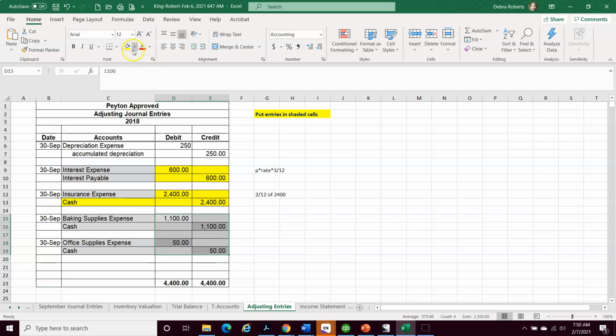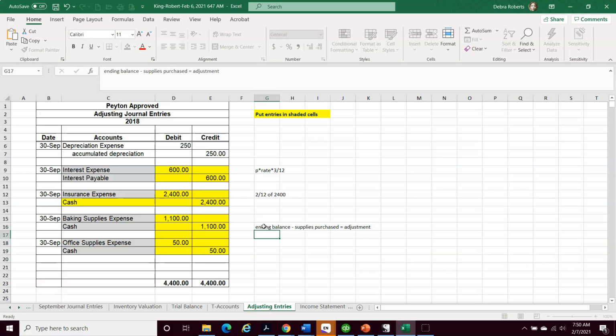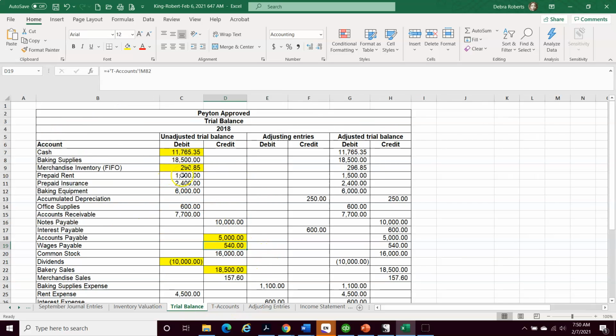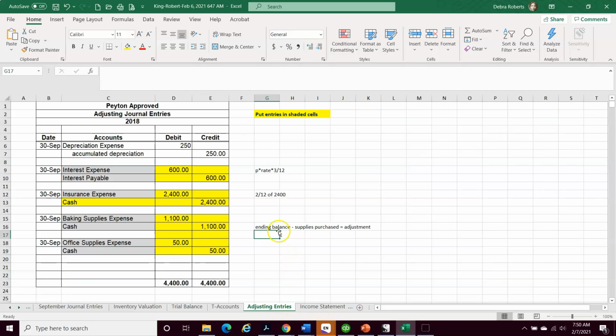These 2 numbers here are wrong only because you're showing the ending balance. You need to take the ending balance and subtract from that the supplies purchased to equal your adjustment. So for example, on your trial balance, you show $18,500 as your ending balance, your unadjusted balance. Well, for your adjustment, you're going to be taking that $18,500, subtracting the $1,100 to come up with your adjustment.